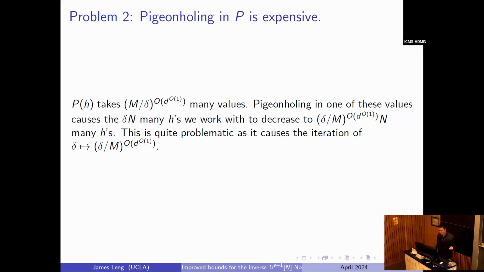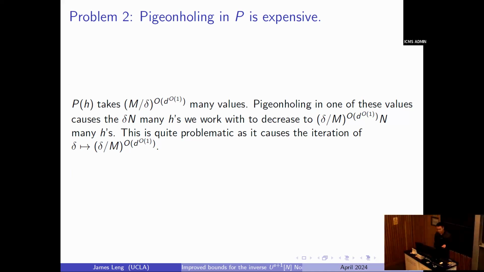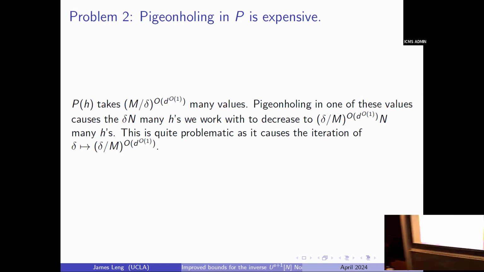So if you pigeonhole H's in one of these level sets, you have delta many of these H's. You apply the pigeonhole principle to one of these level sets, you get a proportion delta over M to some power. That's pretty bad. Again, that would iterate to double exponential.